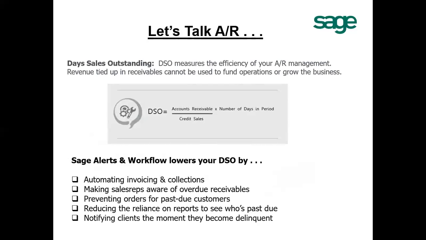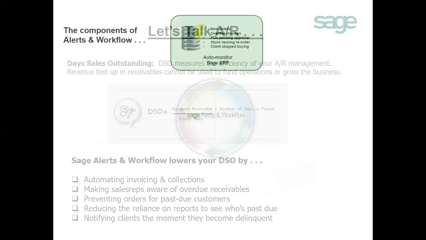Most importantly, Sage Alerts and Workflow helps an organization lower your DSO by automating the steps in the collections process, by making people, both your sales reps and customers, aware of overdue receivables, by preventing additional incremental orders being placed for past due customers and the like.